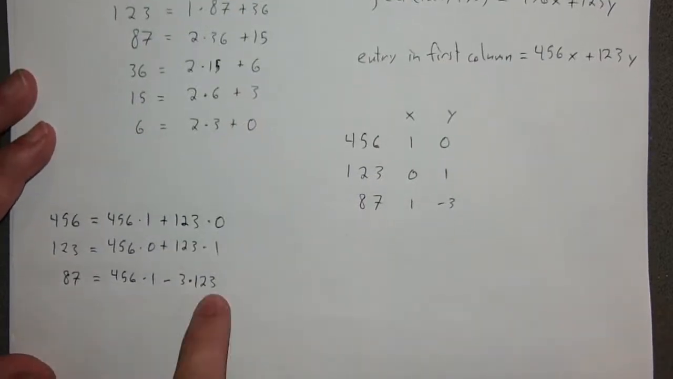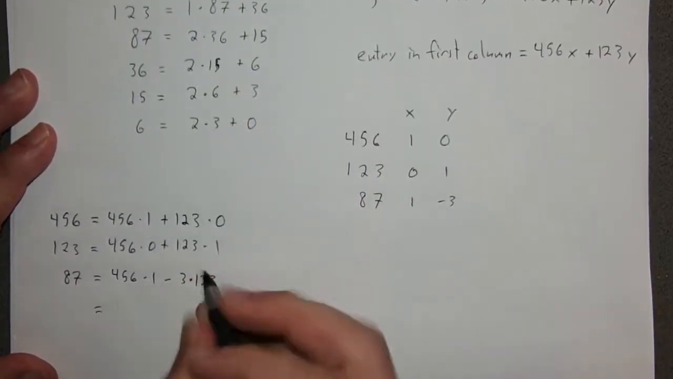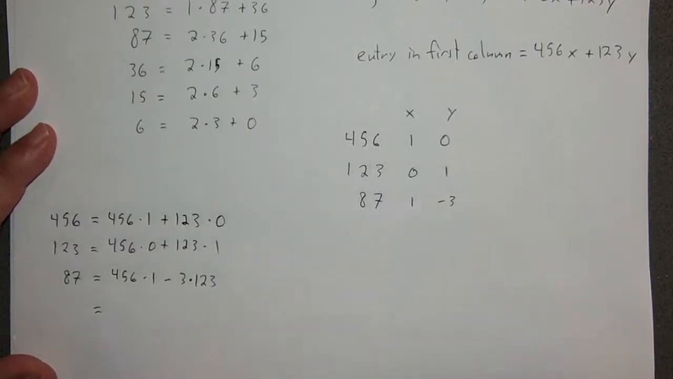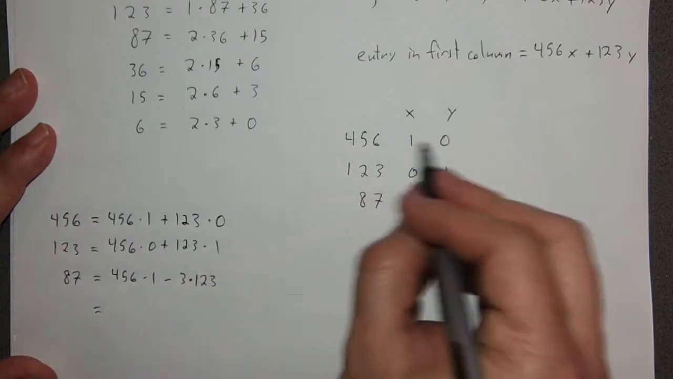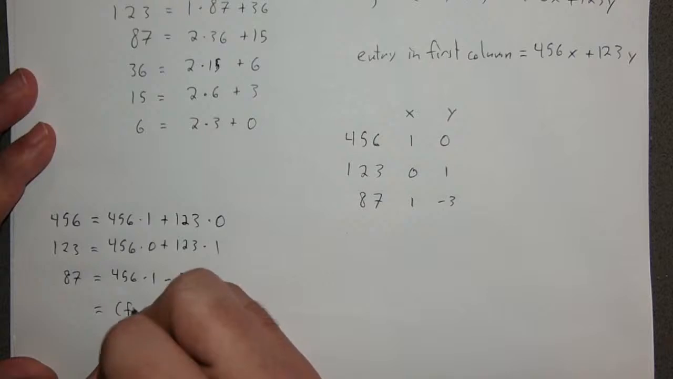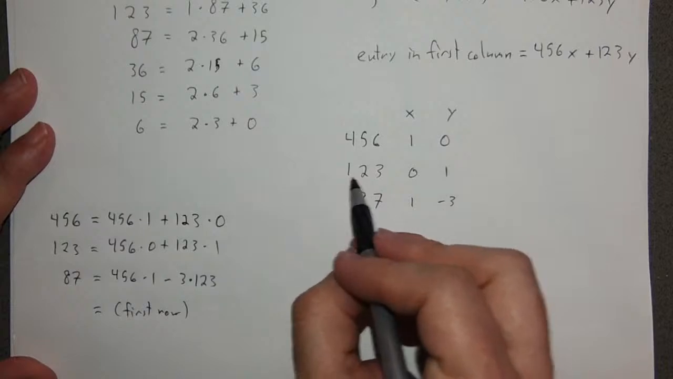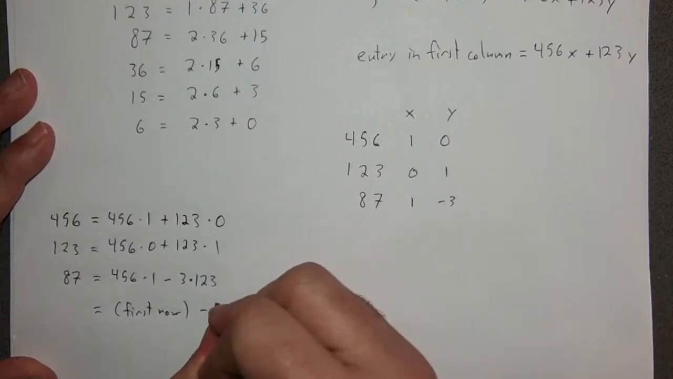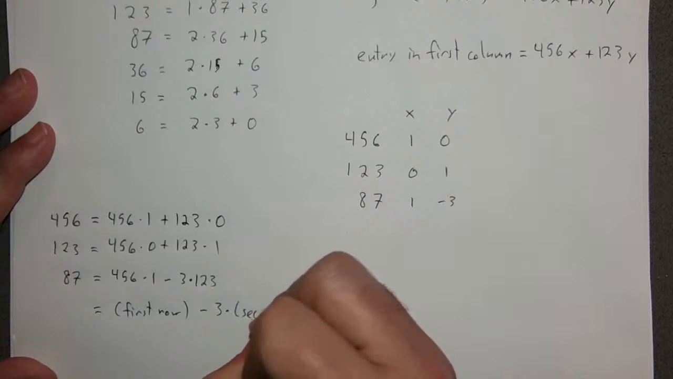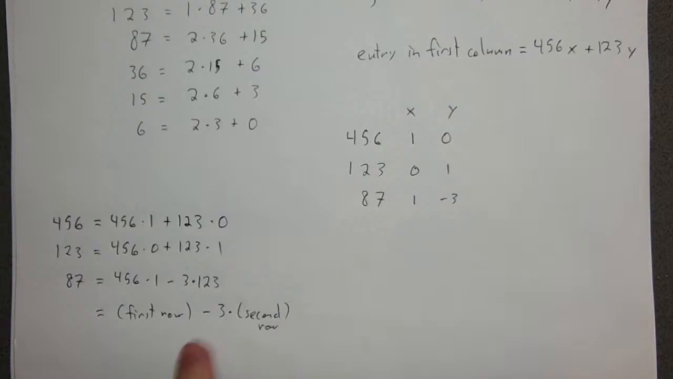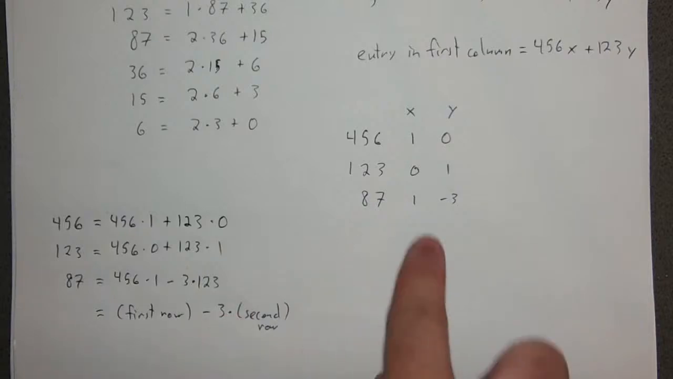So I'm going to rephrase this. 456 is the first row in this table. So this is the first row times 1, which is really just the first row in my table, minus 3 times 123, which makes up the second row. So this is minus 3 times the second row. Now, I can immediately transcribe that into the table as 1 and minus 3. It's not going to change anything, but you're going to see why in the next step this is going to alter what goes into the table.